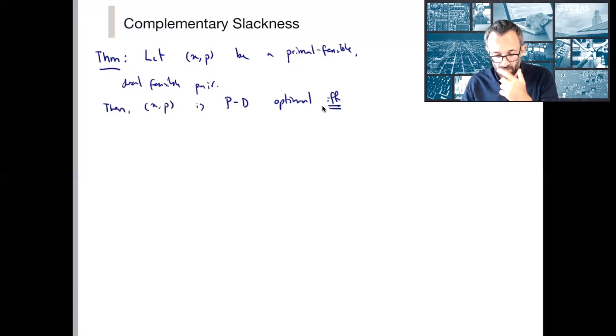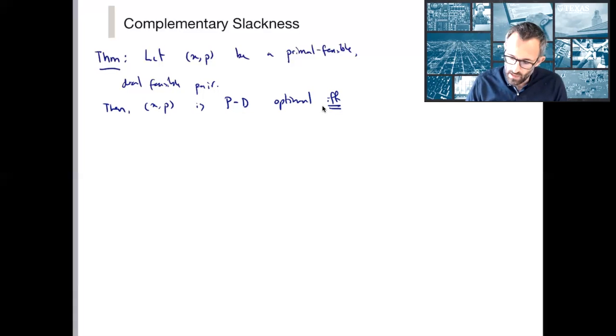Well, we already know one condition. We know a condition that says that they're primal dual optimal if they're both feasible and c transpose x is equal to p transpose b. We already know that by virtue of weak duality, in fact. But this is an if and only if condition that is going to be critical for the development of the primal dual algorithm, which is going to occupy us for a large part of this course.